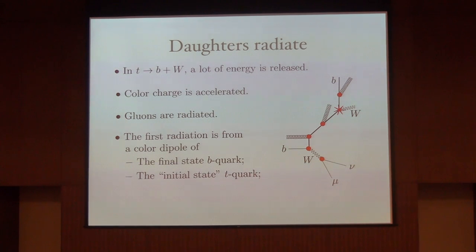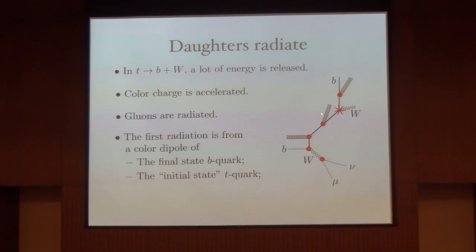So, what happens if you have charge and then it goes in a different direction all of a sudden? It radiates, right? You know that from electric charge. So, color charge is the same thing. Color charge is accelerated in this decay, so gluons are radiated. And the first radiation is from a color dipole consisting of what? Not the W, it doesn't have color. The color dipole consists of the B quark just after the decay, and the top quark just before the decay. So from the point of view of the decay, the top quark is an initial state parton. And you can imagine as it radiates, it gets closer, it gets bigger and bigger virtuality as it gets toward the decay.